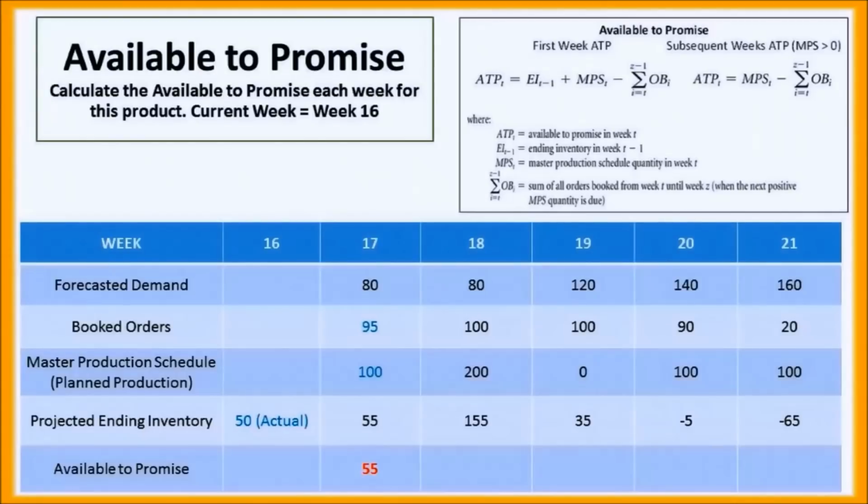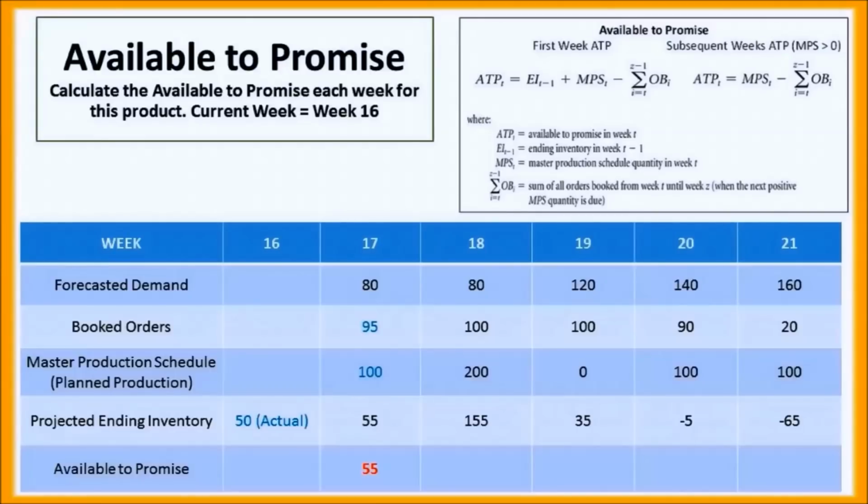So remember, in the first week, we are going to use the formula that you see there on the left-hand side under where it says first week ATP. After this first week, we will use the formula that's on the right. Notice that the formula on the left is actually exactly the same as the formula on the right, except that for that first week, we are going to include the ending inventory from the previous week.